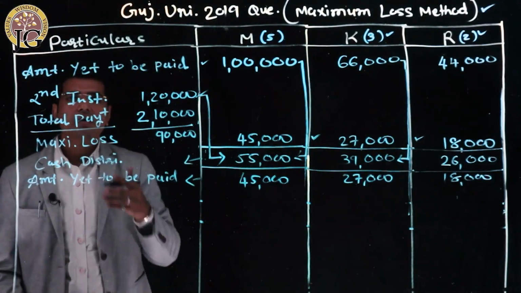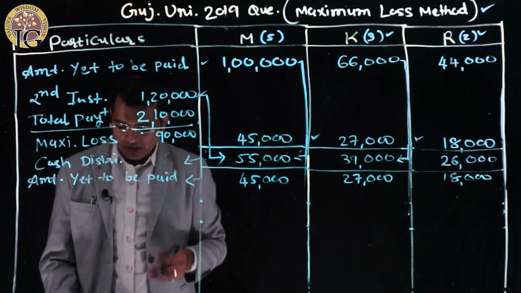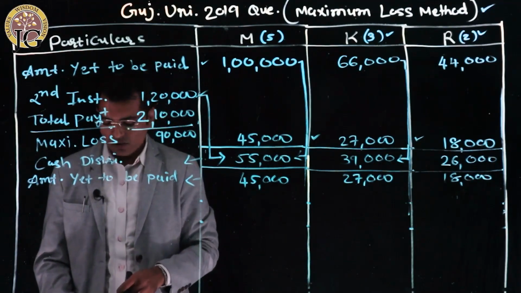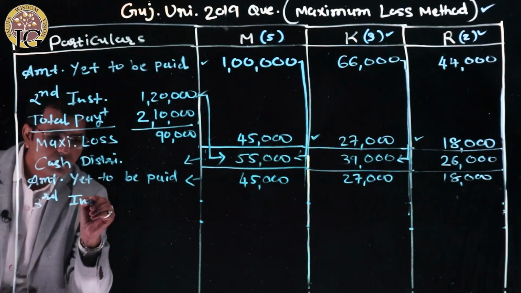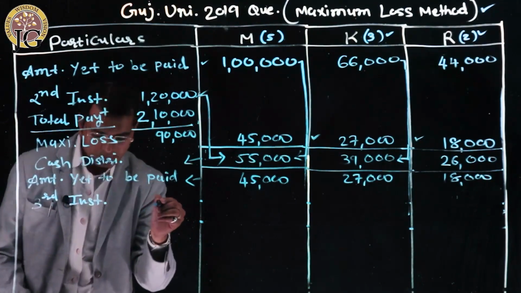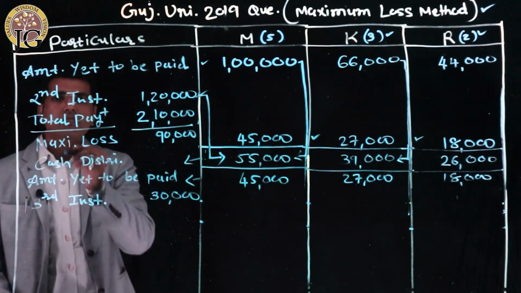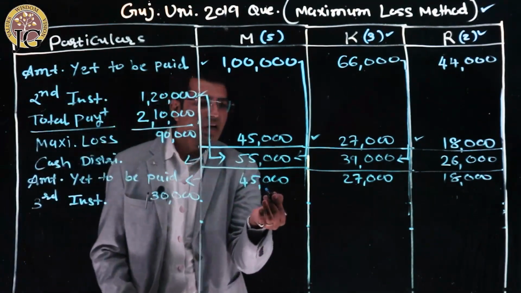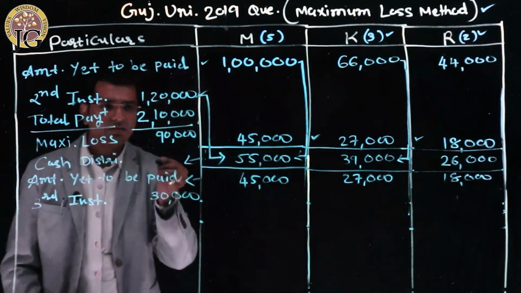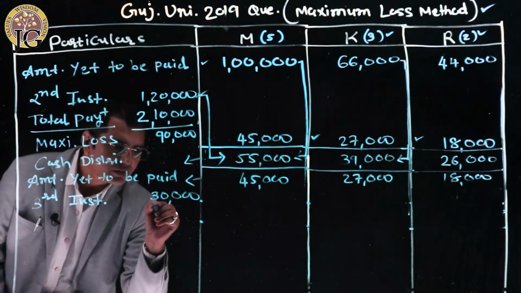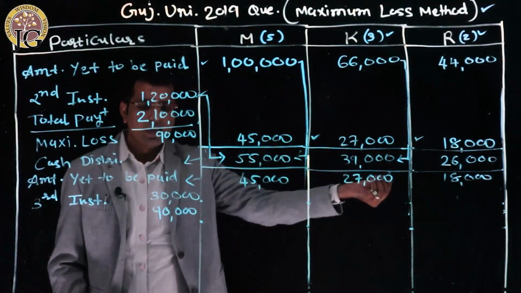Now again we have the amount yet to be paid, and the third installment given in the sum. The third installment given in the sum is rupees 30,000. So let's use the third installment of rupees 30,000. And now, just like this, total payment. So we are adding this 45,000 plus 27,000 plus 18,000. That comes to 90,000 rupees. So we have to pay 90,000 to the partners M, K, and R.